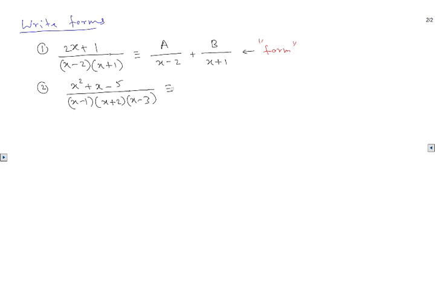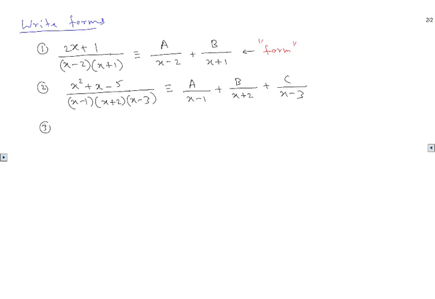Here we can see three linear factors, so we need three terms. It is A over (x - 1), B over (x + 2), and C over (x - 3), because there are three linear factors. So the goal is to find A, B, C, and we can discuss that in the next one. It's very easy. This is what happens when you have three different linear factors.